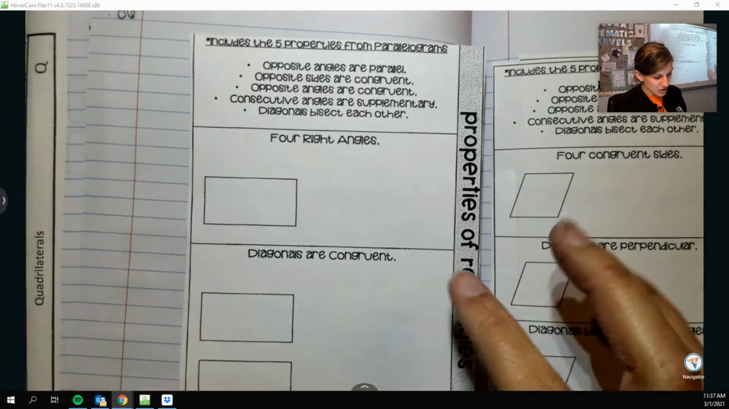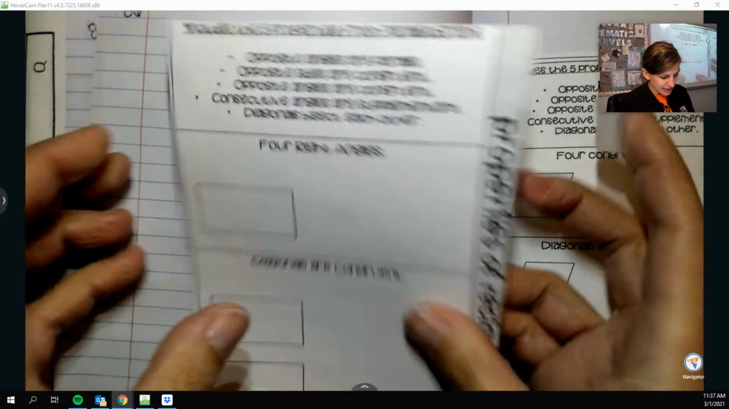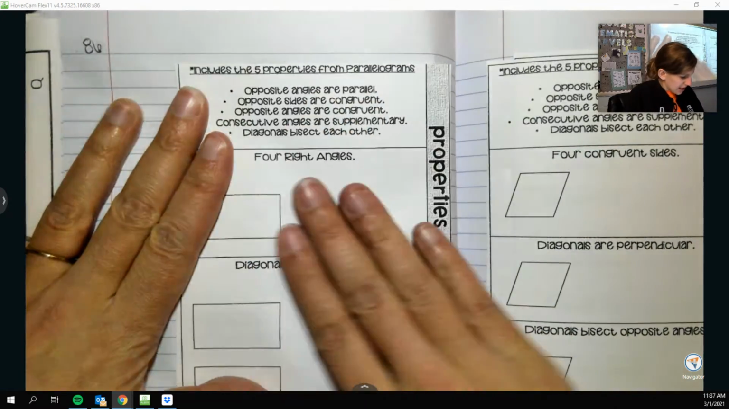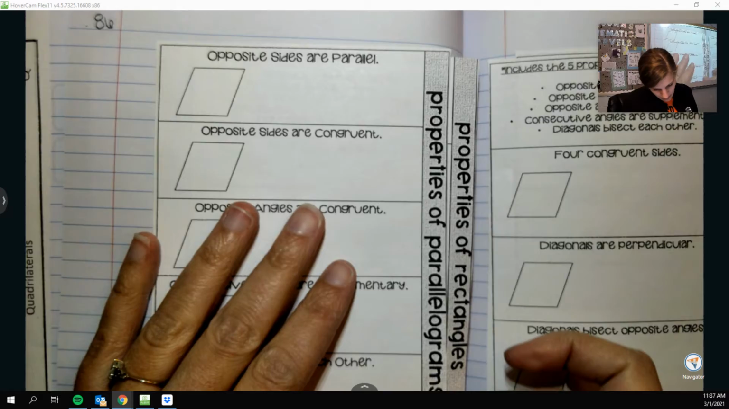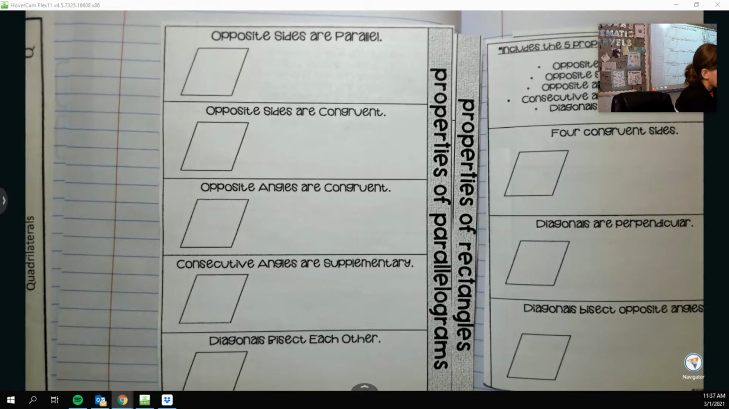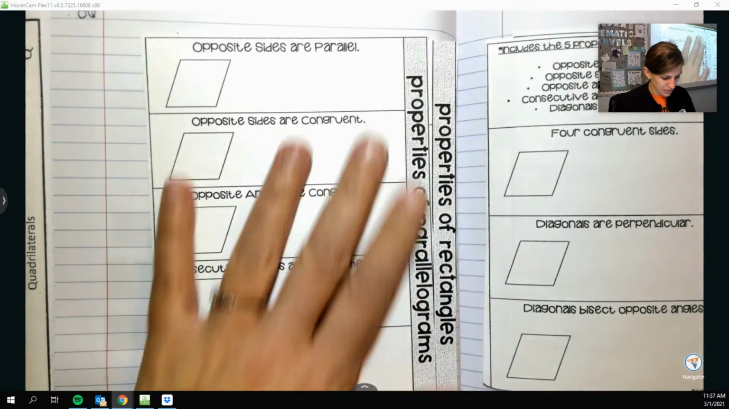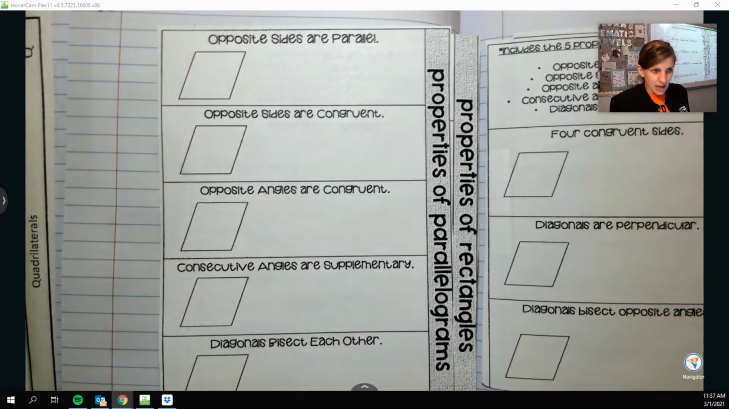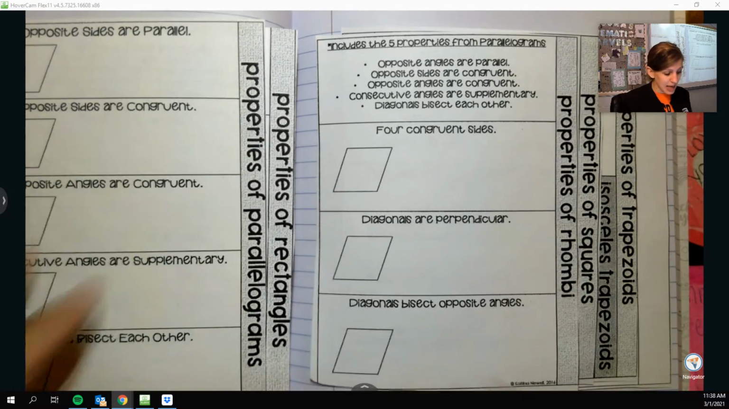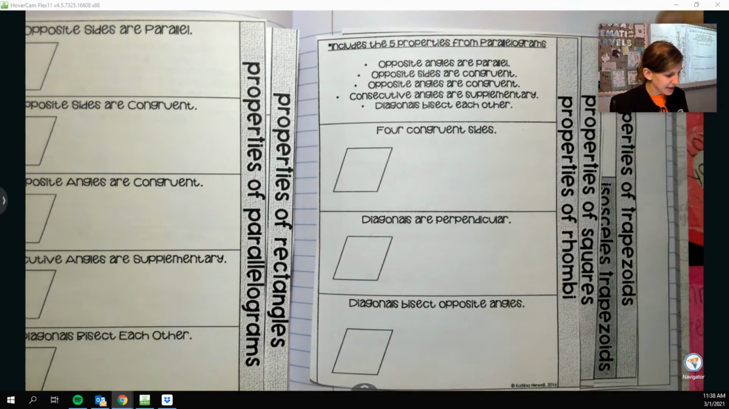On page 86, you can glue down rectangles because that guy's not going anywhere. I'm just going to tape swirl the back. But then when you take your parallelogram, you're going to want to scooch it to the side so you can still read properties of rectangles, and you're just going to use a piece of tape over to the side here. Alrighty, so that's 86 and 87. Kind of a mess. But I just like everything in one spot because all these things are very similar. So we get to look at it all together.